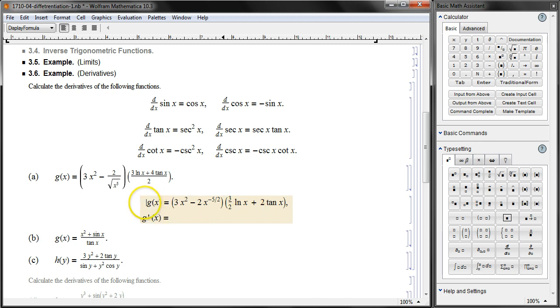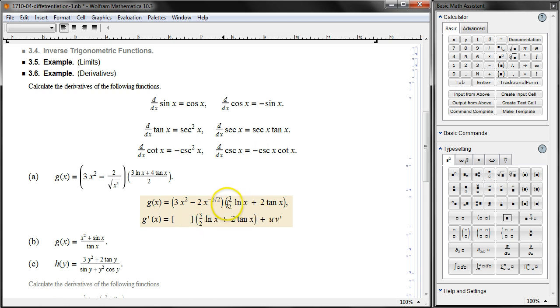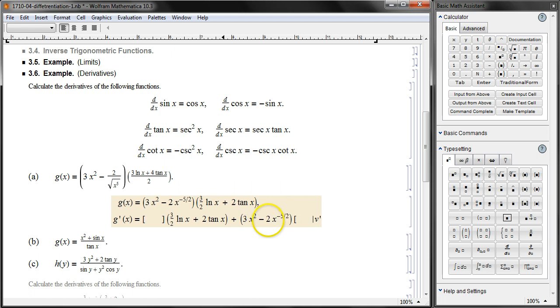What do we have? We have a product of two functions here, so the derivative will be in product form. U prime v plus u v prime. That's the structure. So what we're going to need is the derivative here times the second function v, and then the first function times the derivative. That's the structure of the problem.